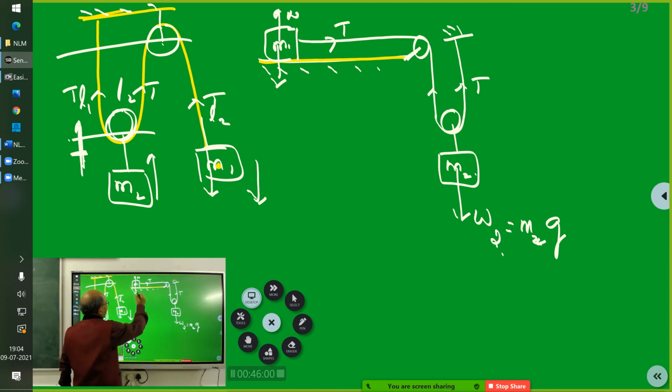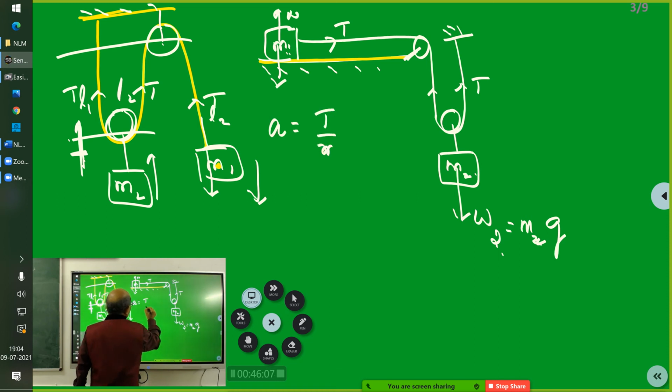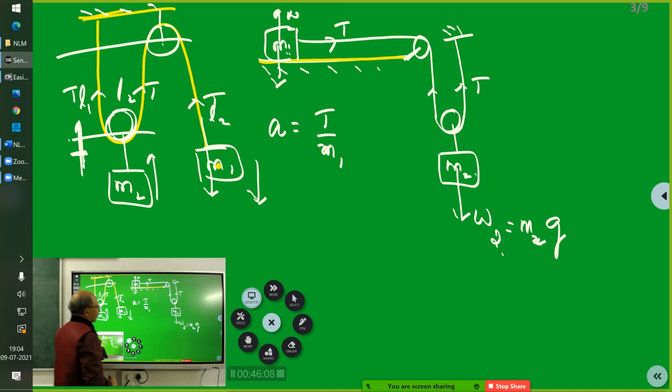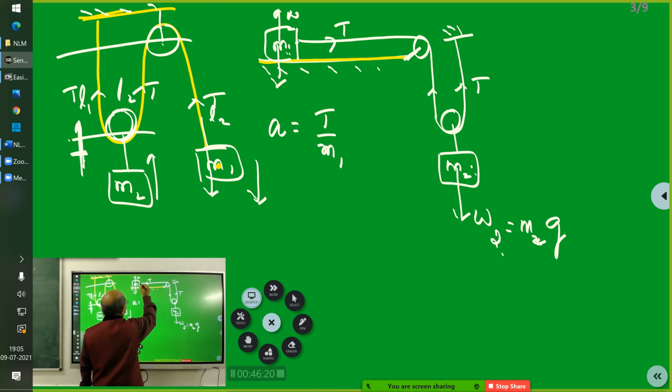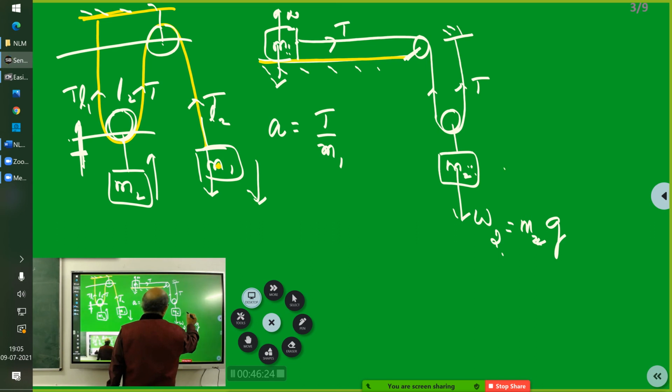So now, what will be the acceleration of this block? The acceleration of this block will be T by M1. And what will be the acceleration of this block? If you have solved some problem, if the acceleration of this point is A, the acceleration of this point should be what? A by 2. 2A.